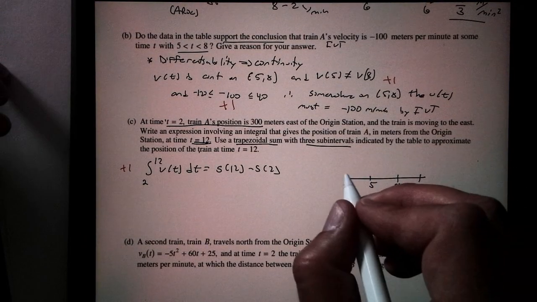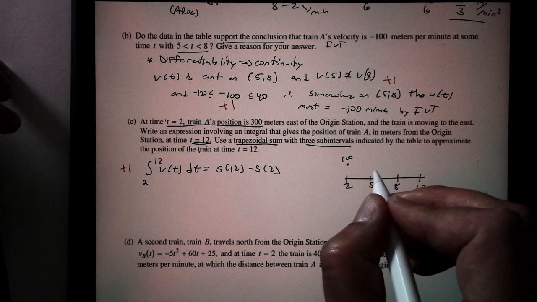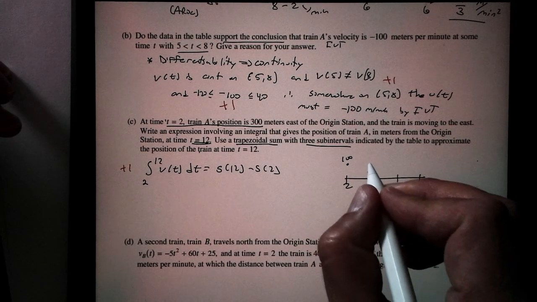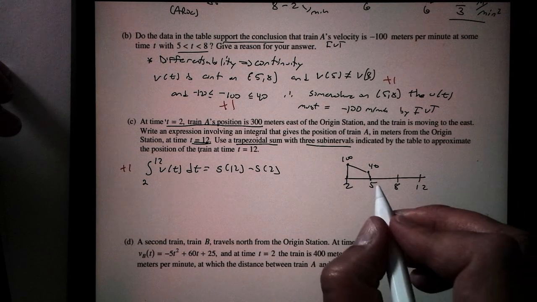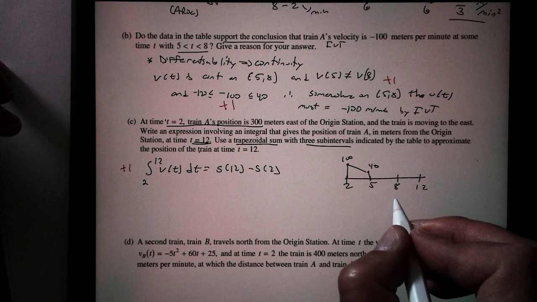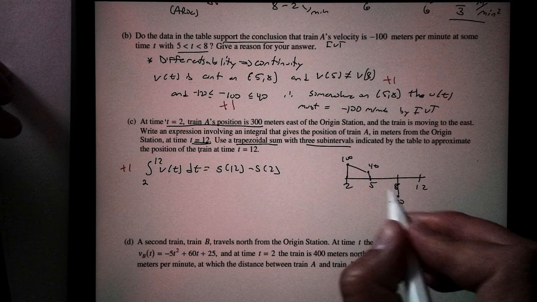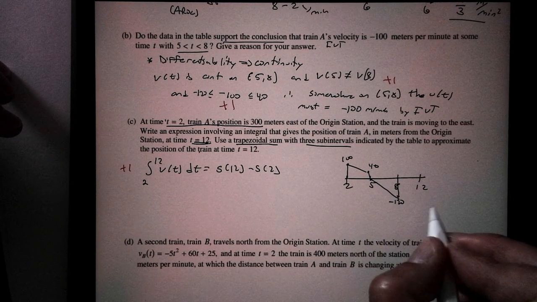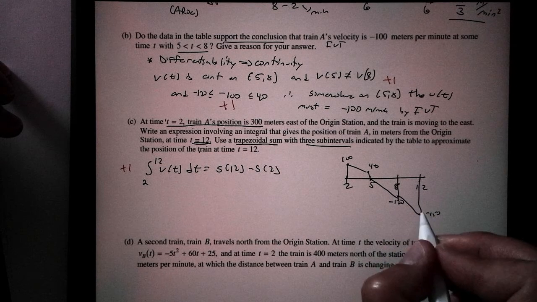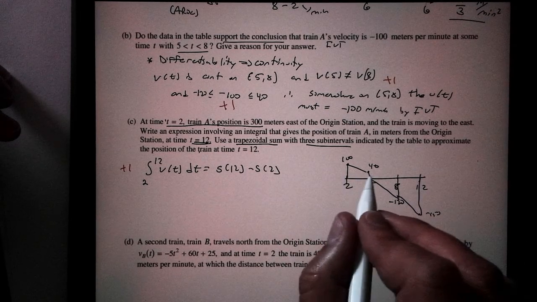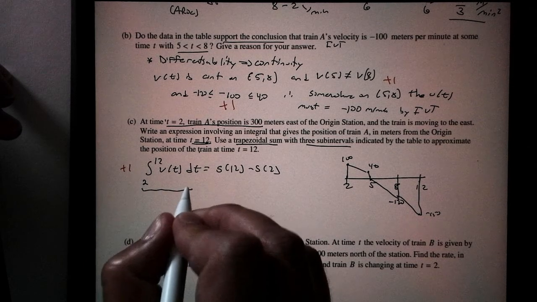So here we go. At 2 it was 100. At 5 it was 40. So there's one trapezoid. And then at 8 it was negative 120. There we go right here. And at 12, negative 150, right? And there we have it like this. Okay, so we want to find the areas here. So that's what I'm going to go ahead and do here. This is going to give me my areas.